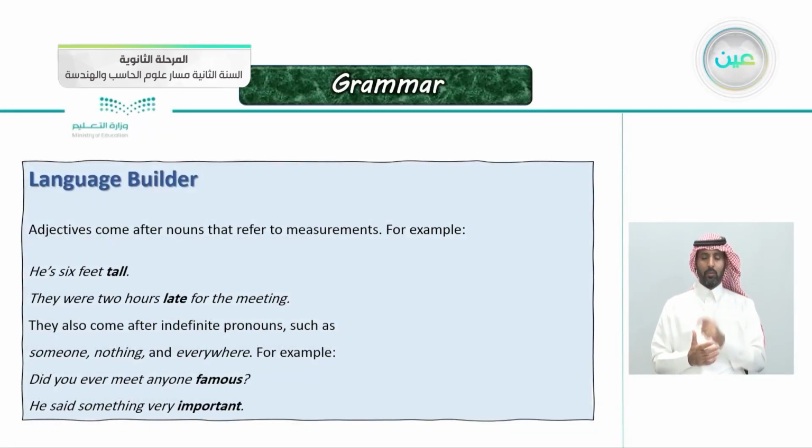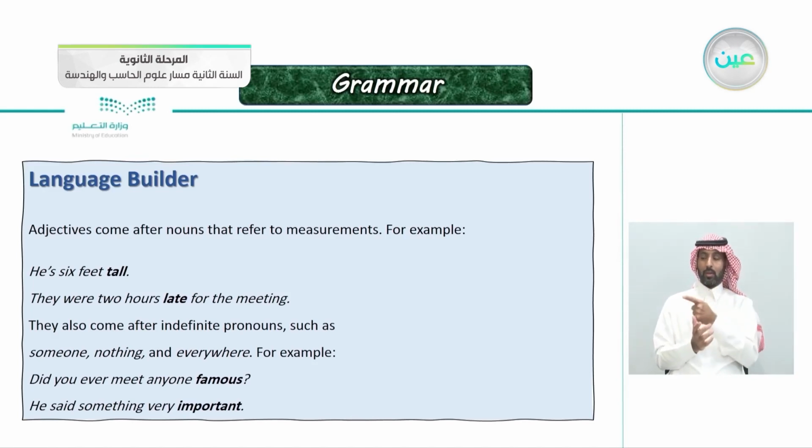Adjectives come after nouns that refer to measurements. For example, he's 6 feet tall. So these are the adjectives that come after nouns that refer to some measurements. They were 2 hours late for the meeting. 2 hours, so this is measuring time here.